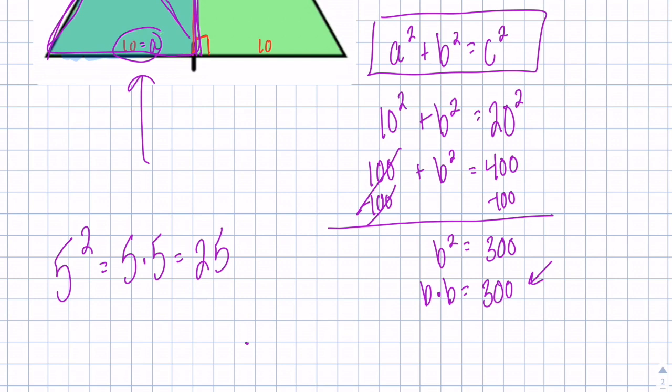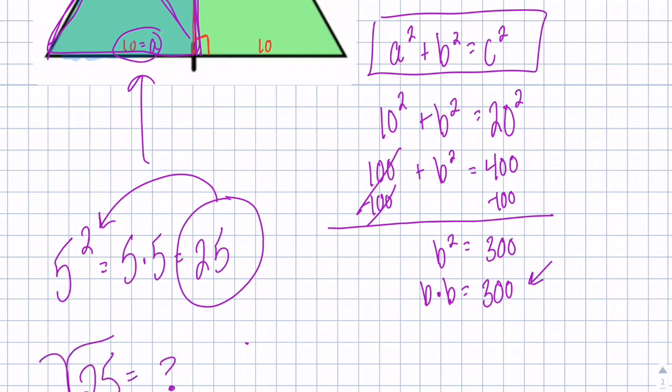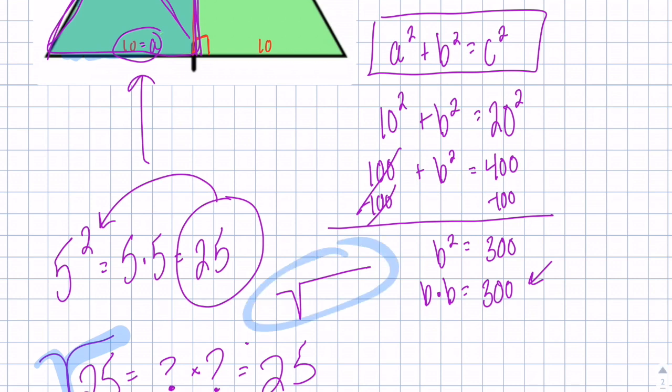Mathematically, what symbols do I use to go in this direction? I have the number 25. I want to know what thing times what thing gives me 25. That's what this square root symbol looks like. If I was a little bit better drawer, it would look a little bit more like that. Maybe you've seen this before.